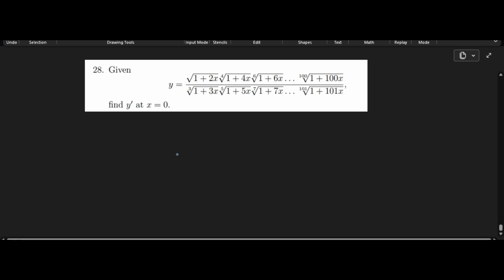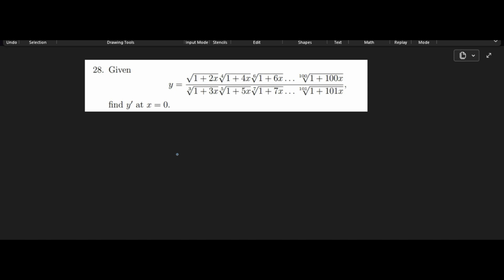All right, good morning. So this question is from the chapter of derivatives. And as you can see, the question is very long and can give you jitters to start with. Now, when I notice such a question, I see the sign that all these are getting multiplied, and in the denominator also, all the polynomials are getting multiplied.